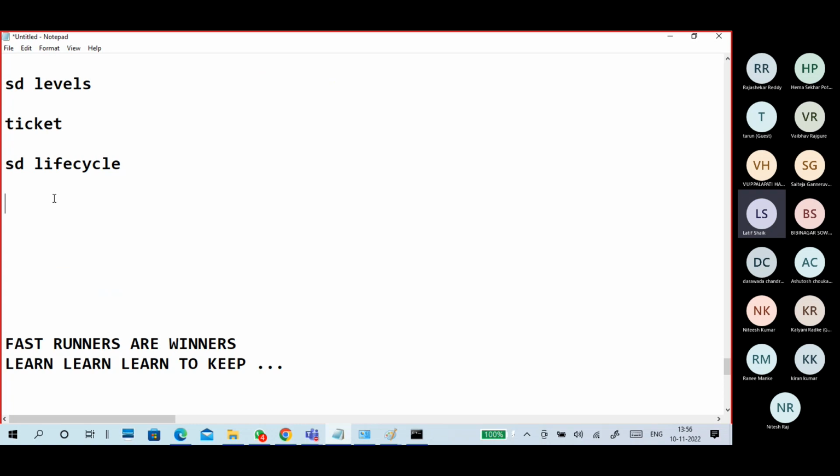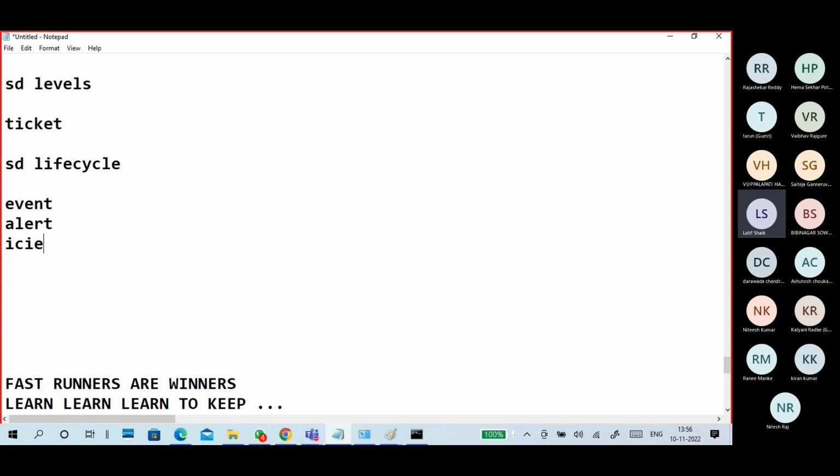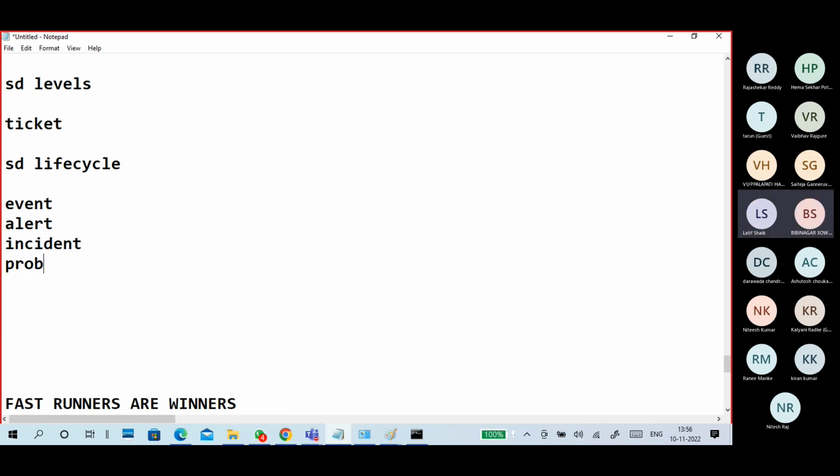Okay, next, what is event, alert, incident, problem? So actually, in the service desk also, types of service desk is the types. Okay.